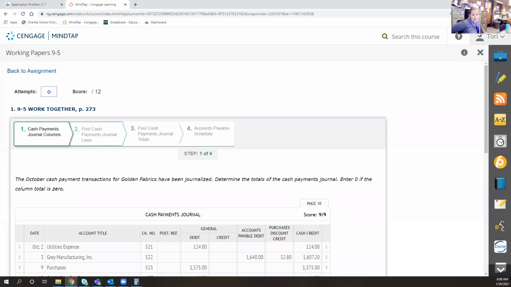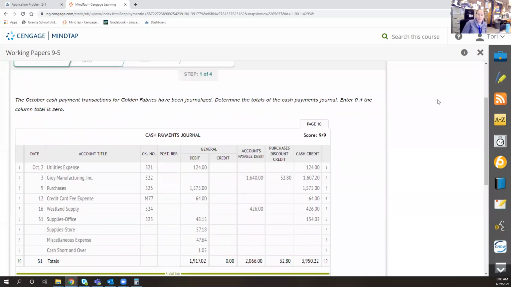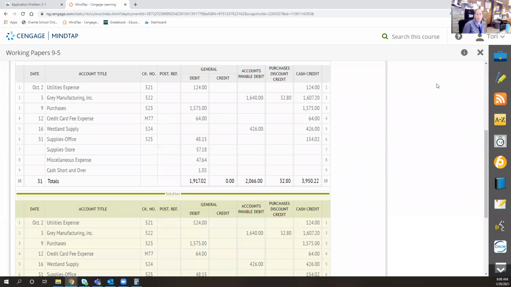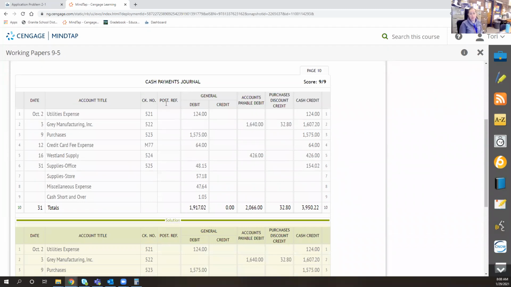All right, mine is already done for step 1, but I'll explain how you do step 1. Not very hard. It's just exactly what we did in the purchase journal. We did it in the cash payment journal as well. You put the date, which is the 31st, put totals, and then you add up every single column.